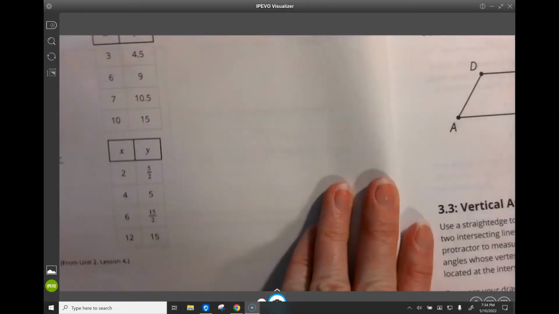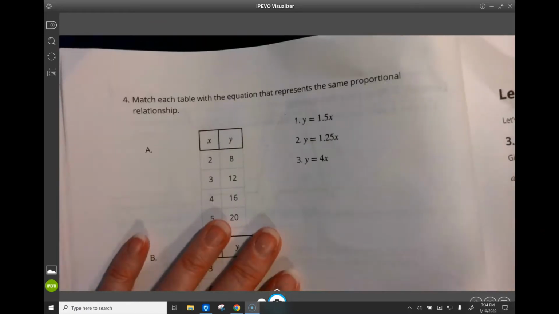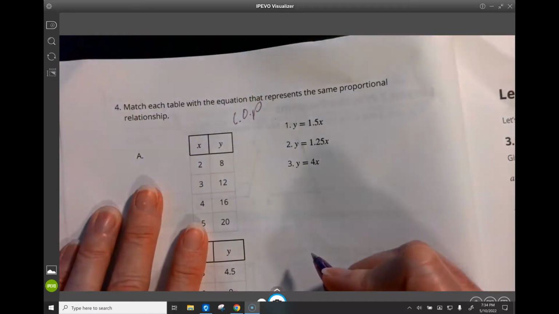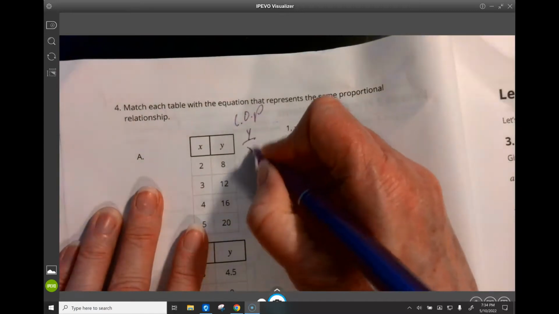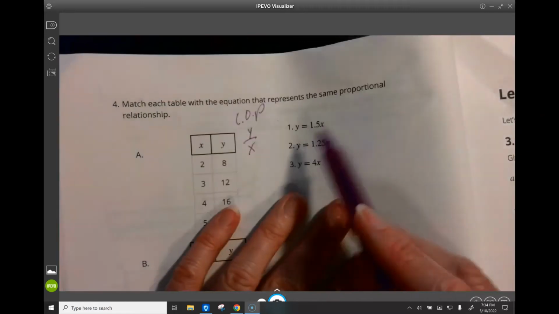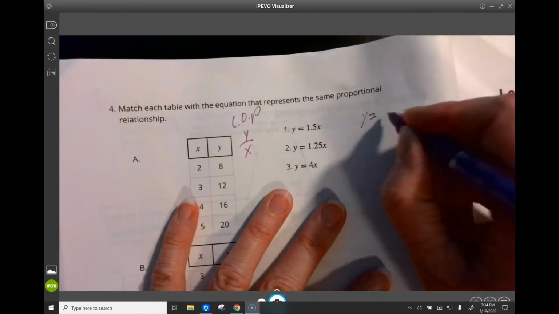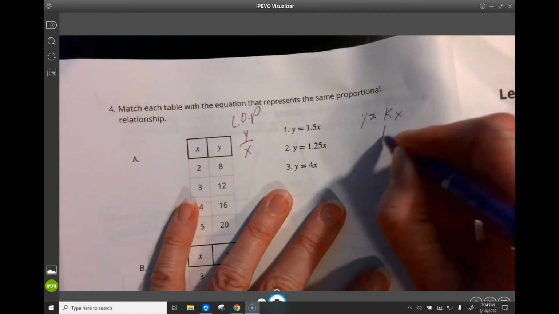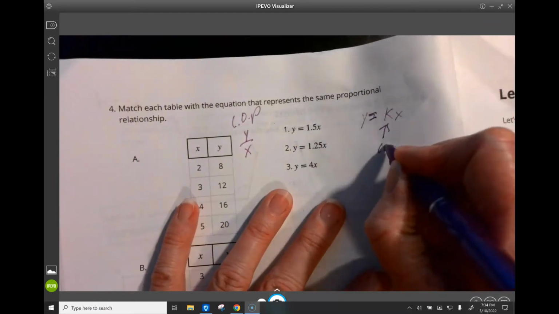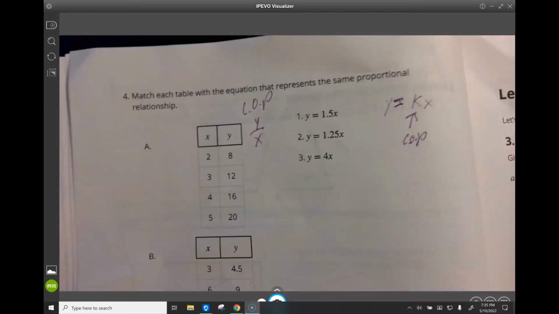And we did. Number 4, match each table with the equation that represents a proportional relationship. So you have to find the constant of proportionality. How do I find it? Y divided by x. So find the constant of proportionality for each of these. And remember that if we write the equation, a proportional equation is going to be y is equal to kx. And k is the constant of proportionality. So once you find the constant of proportionality, you just plug it in there and you have your equation. You'll be done in no time.